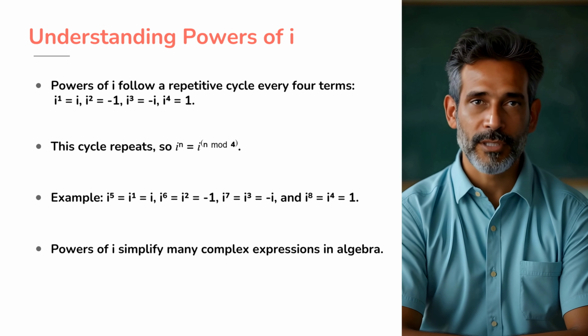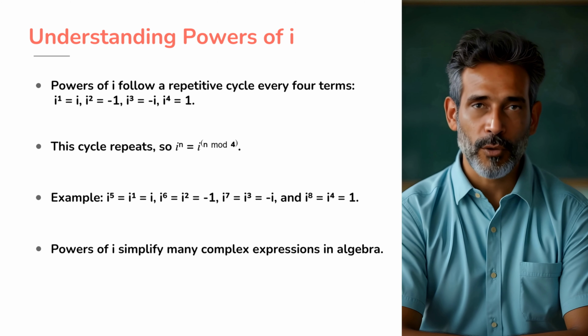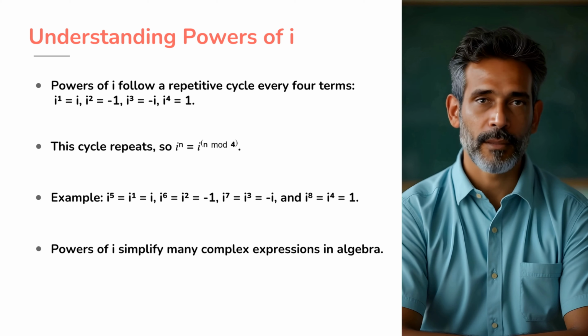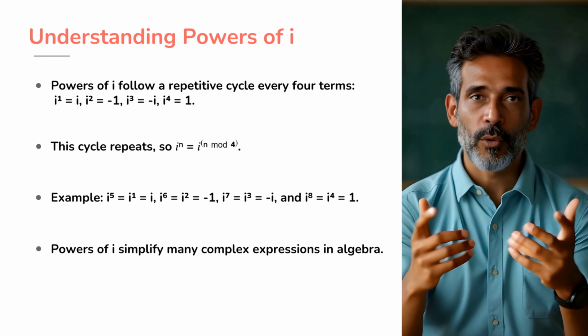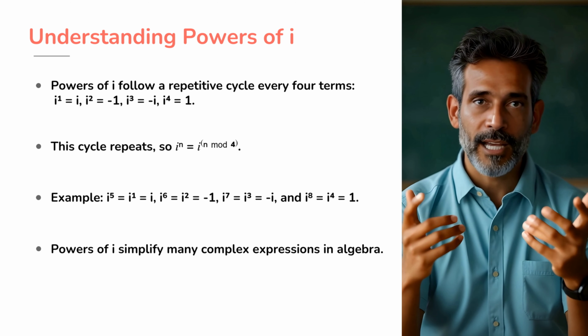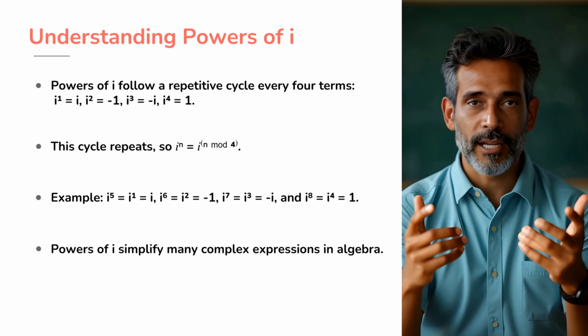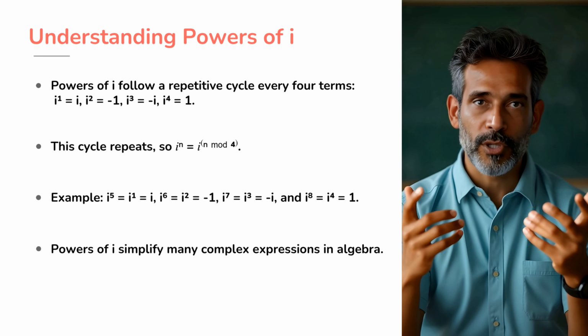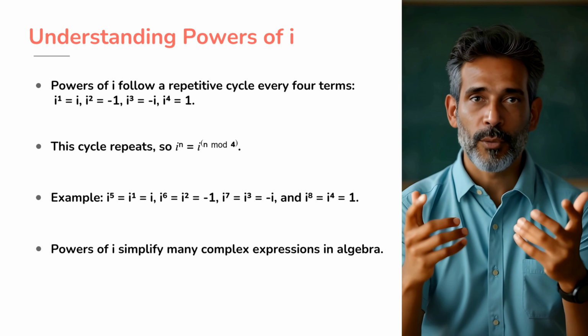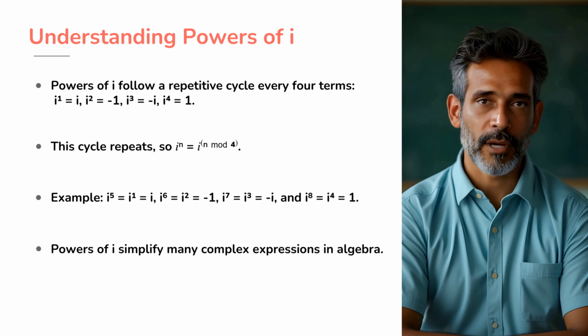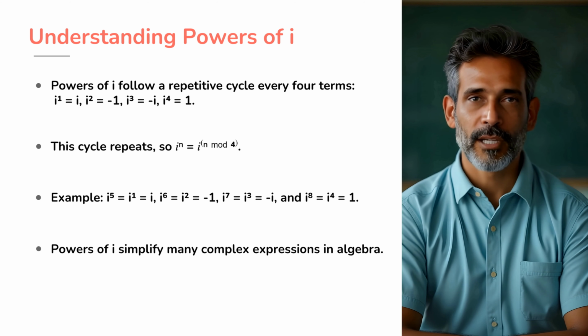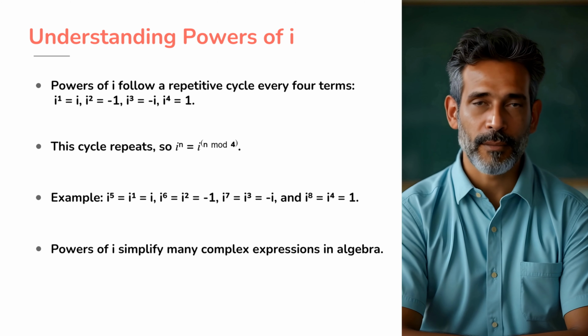i to the power 6 equals i squared, which is -1. i to the power 7 equals i cubed, which is -i. And i to the power 8 equals i to the power 4, which is 1. This repeating pattern helps us simplify many algebraic expressions involving complex numbers.